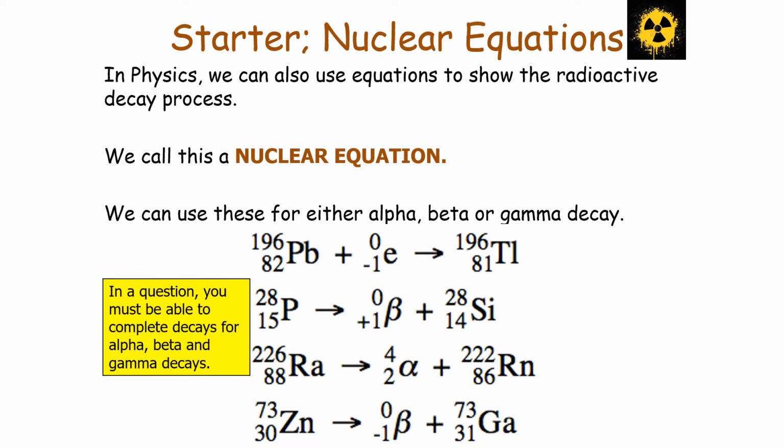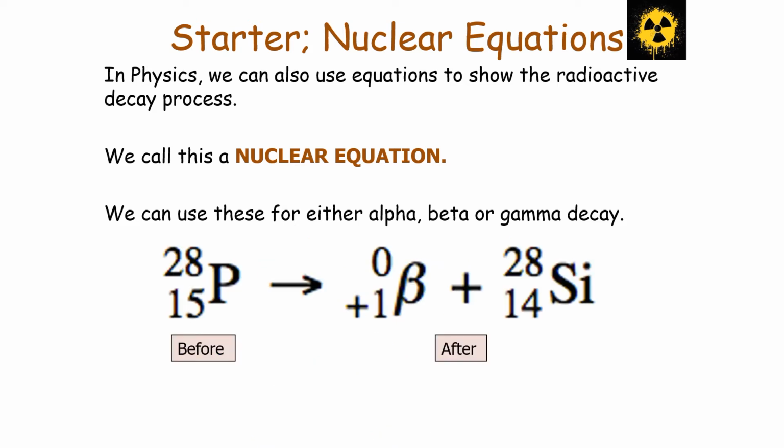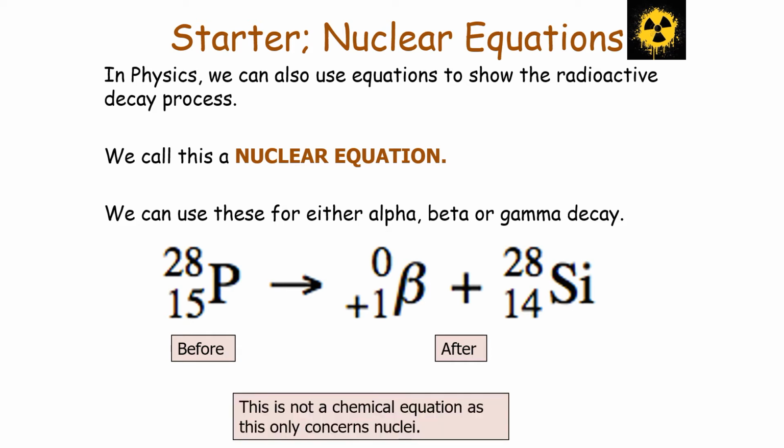Now in a question you must be able to complete decays correctly for alpha, beta and gamma. So we've got to recognise the nuclear decays for alpha, beta and gamma emission. If we consider a nuclear equation, we can use this format for either alpha, beta or gamma decay. We can show the nuclei before and the nuclei afterwards. Now remember, this is not a chemical equation as we're only concerning nuclei. A nuclear equation only looks at nuclei decaying.